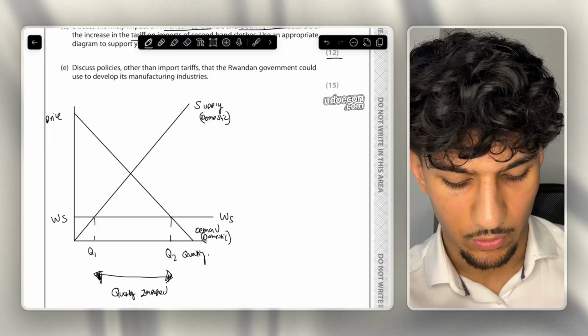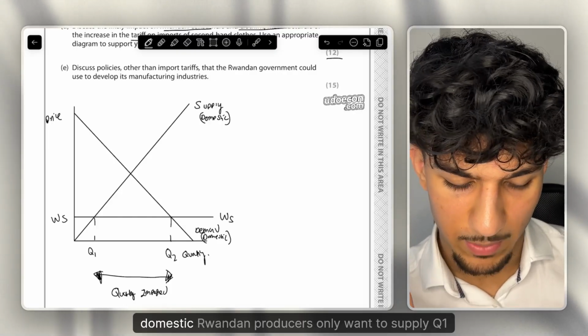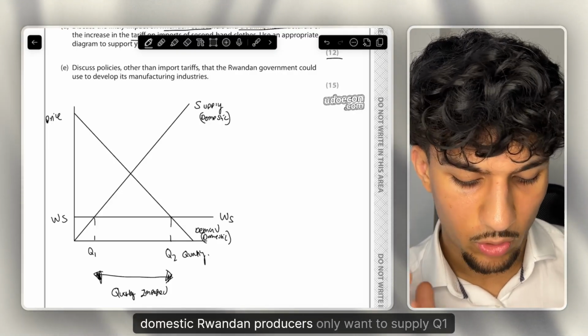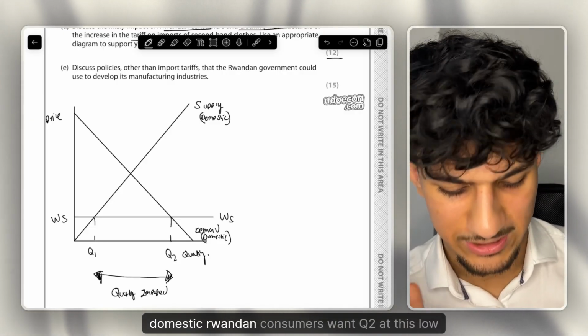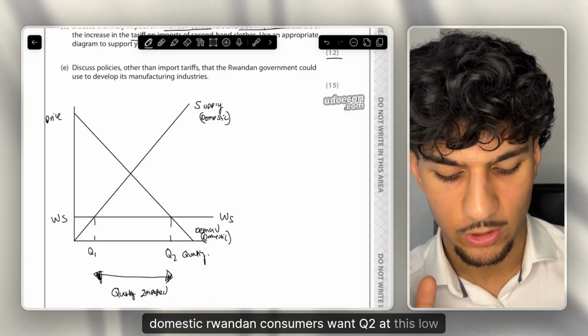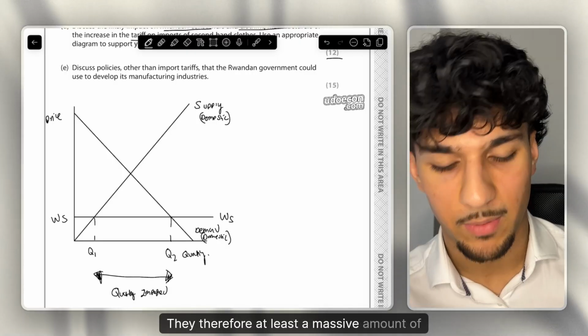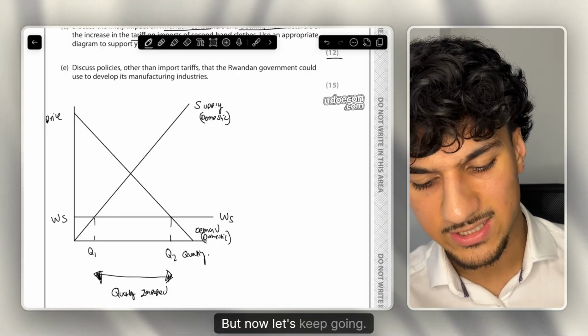So let's keep going. Initially, domestic Rwandan producers only want to supply Q1 at a low price. However, domestic Rwandan consumers want Q2 at this low price. Therefore, it leads to a massive amount of quantity imported. But now, let's keep going.